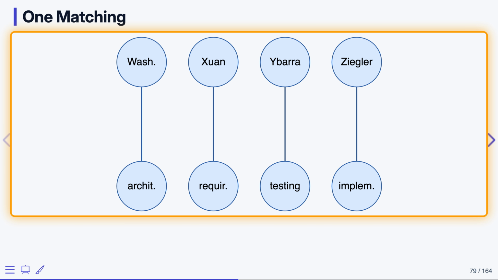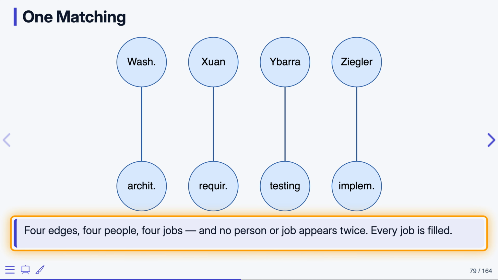This is a matching for a second team. Washington takes architecture, Chuan takes requirements, Ibarra takes testing, and Ziegler takes implementation. Now check that this really is a matching. Count the edges, 4. Does any person appear on 2 edges? No. Does any job appear on 2 edges? No. So nobody is double booked and no job is done twice. And because all 4 jobs are covered, this matching is as large as it could possibly be.